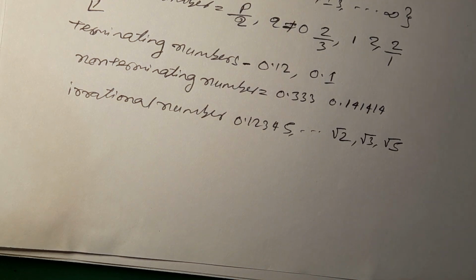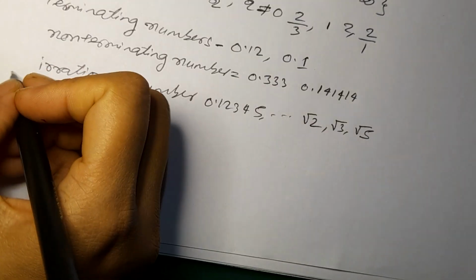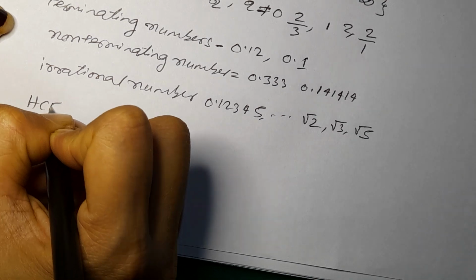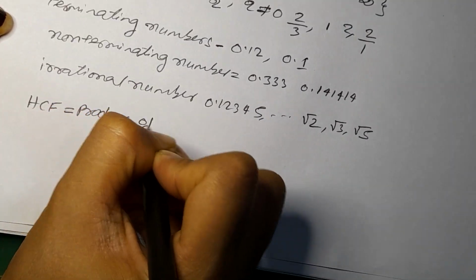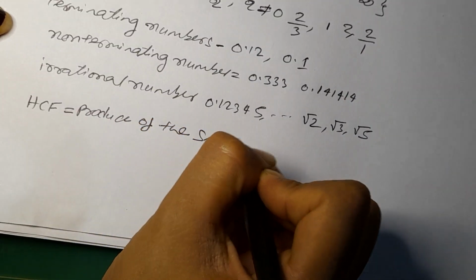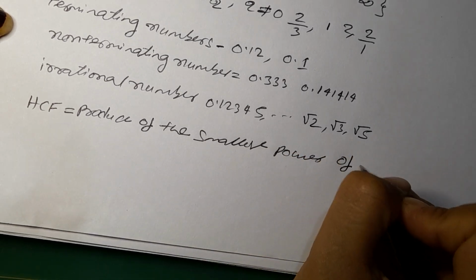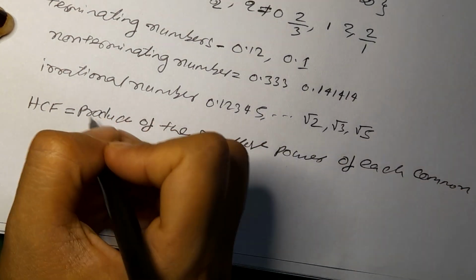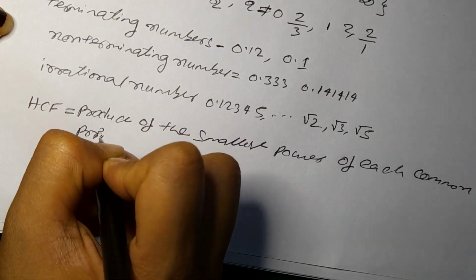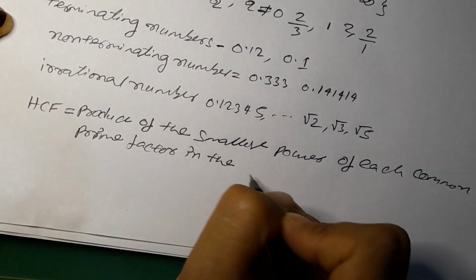So now again we need the LCM and the HCF. What is the LCM and what is the HCF of a number? HCF, highest common factor, is the product of the smallest power of each common prime factor in the numbers.